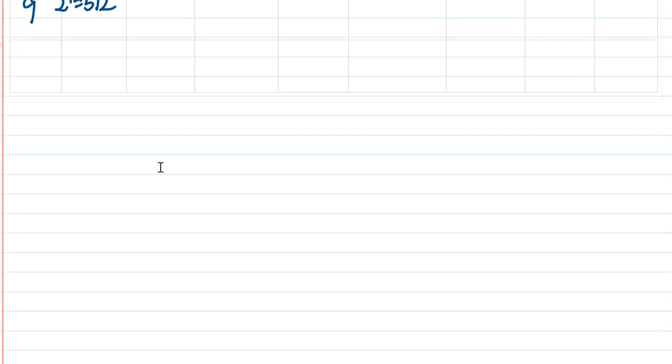So let's use a red pen. Okay, so let's have examples. In this example, you have 4 to the power of 3/4, divided by 4 to the power of 9/4.